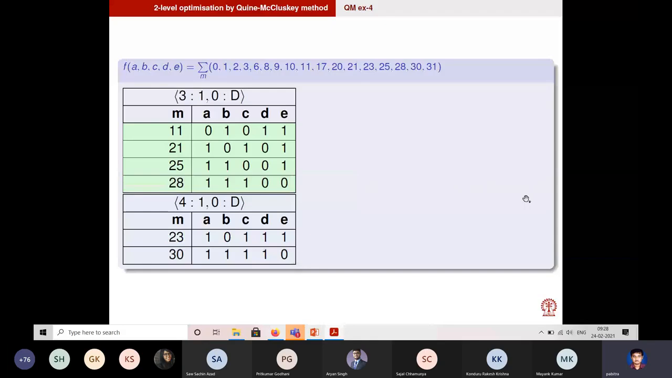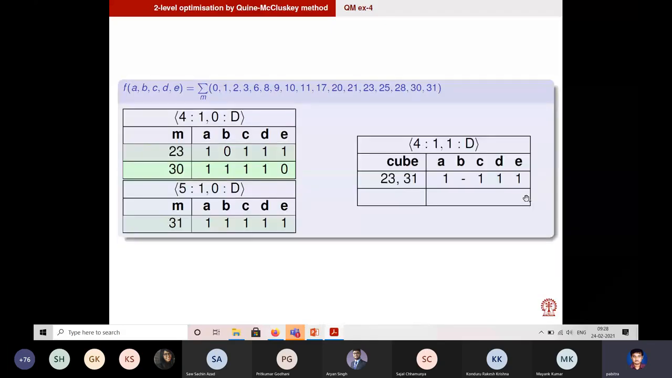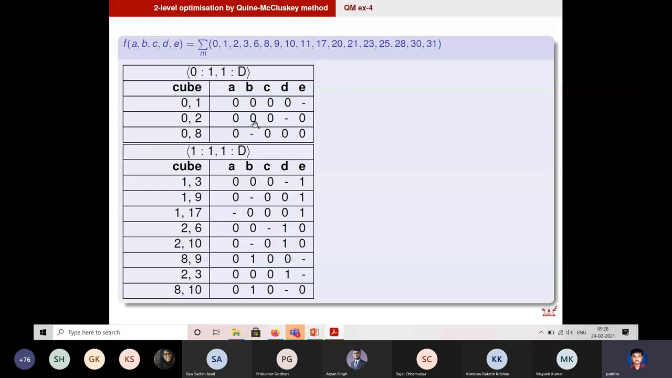Now here also, is everything combined? No, 0, 8 is not combined. So this will form a prime implicant. Similarly, 1, 3, 1, 9, 1, 17, 2, 6, 2, 10, these are not combined. This also will form a prime implicant.